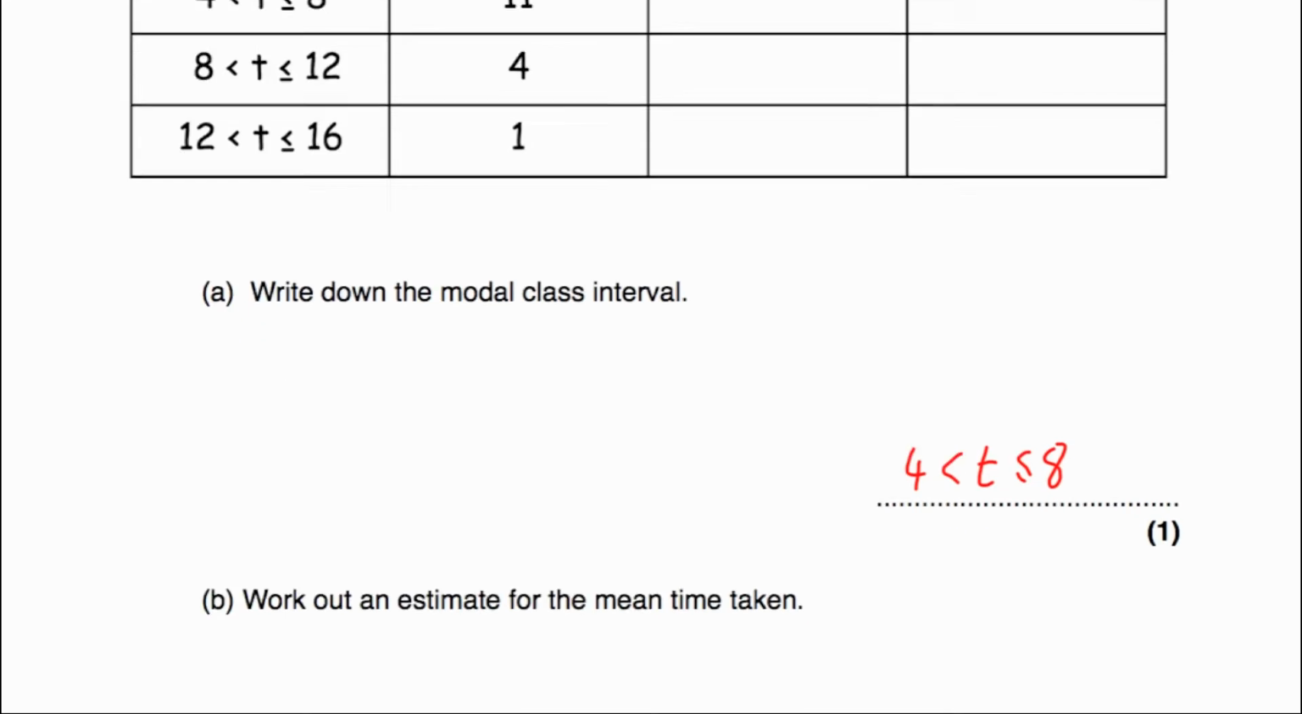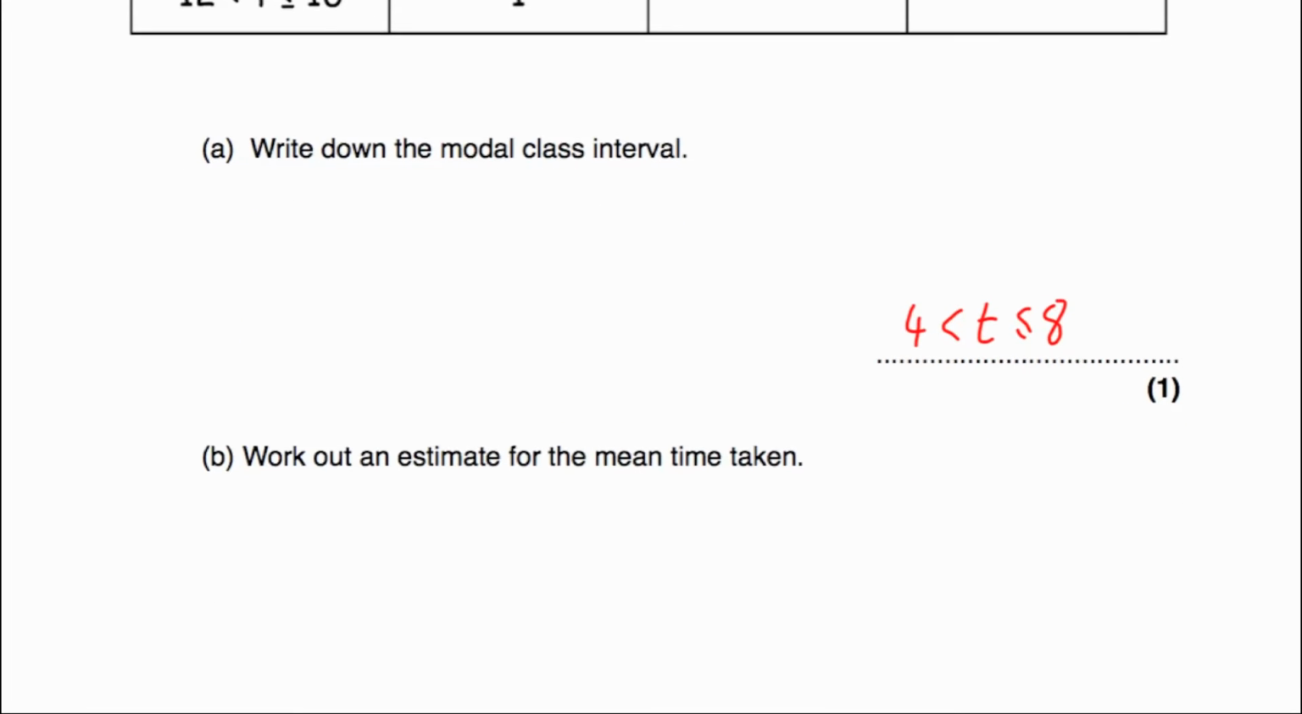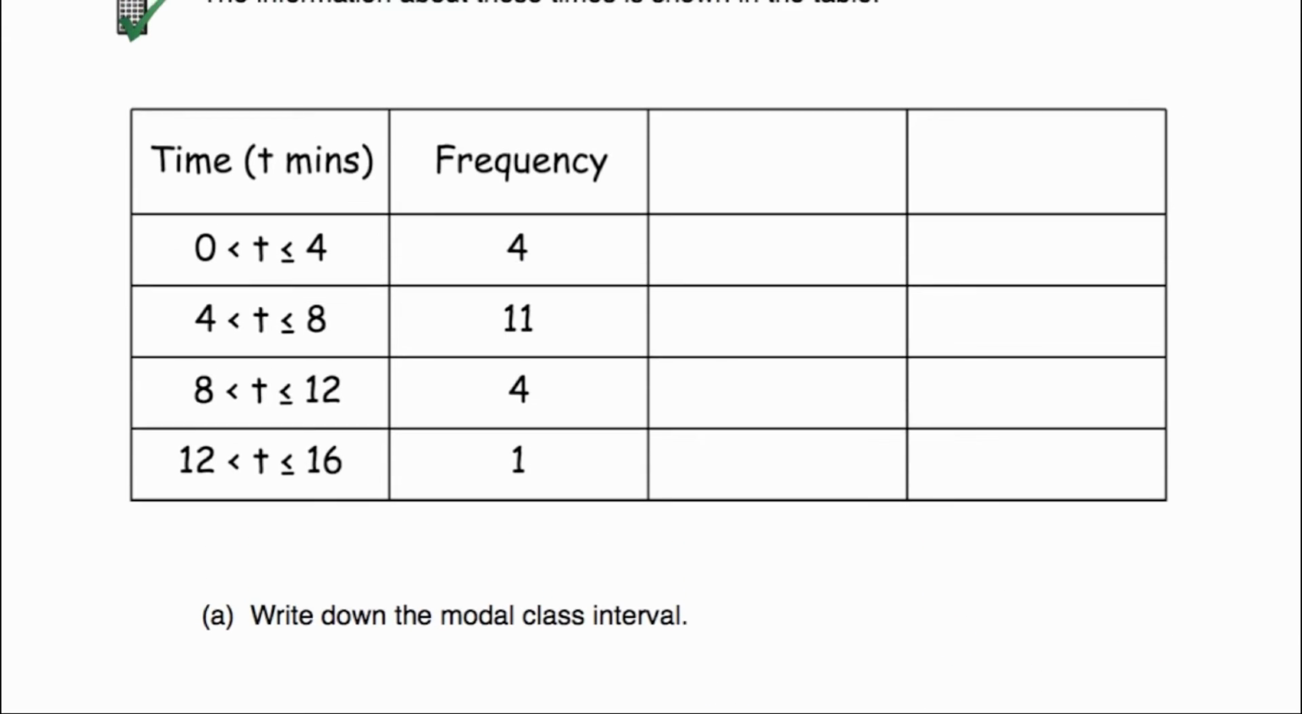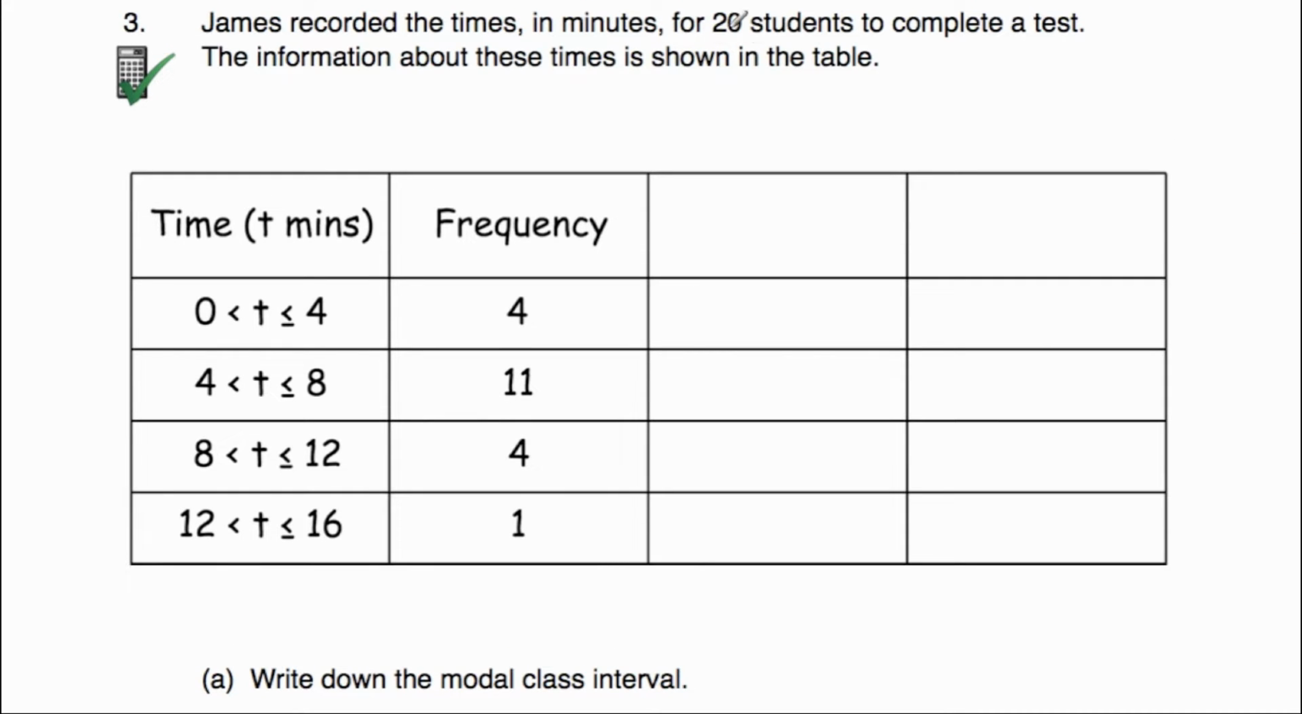So part B says work out an estimate for the mean time taken. So we need to work out the estimated mean. And what's great, in the question it did say there's 20 students, so we don't need to add up the frequencies. We know there's 20 altogether, but we could add them up and do 4 plus 11 is 15, plus 4 is 19, plus 1 is 20. Okay, so remember, to work out the estimated mean, we need 2 more columns. That's going to be the midpoint and the fx.